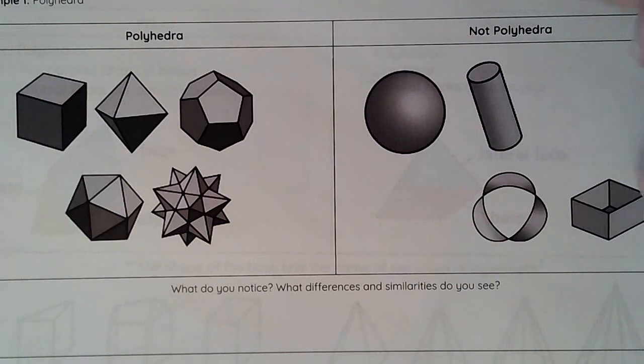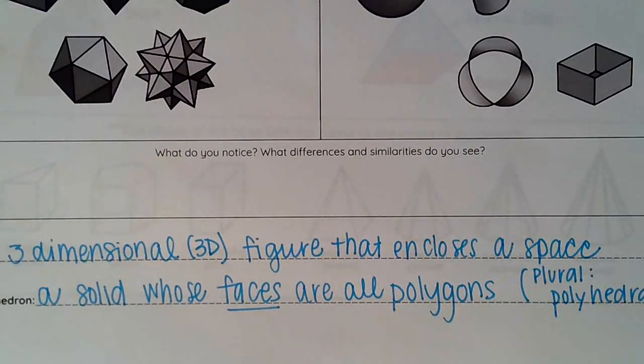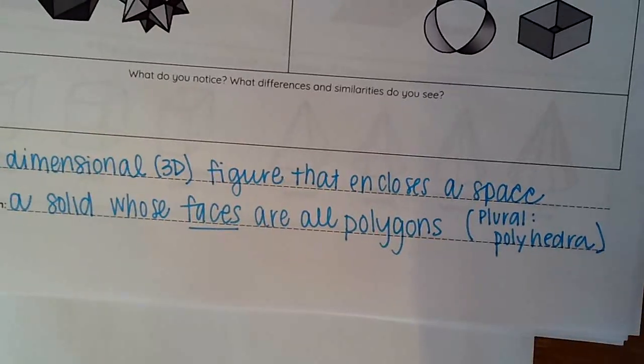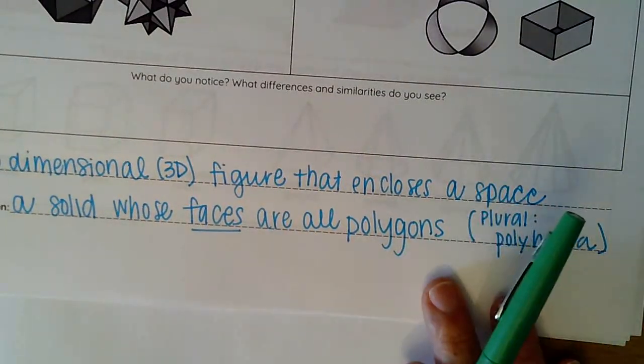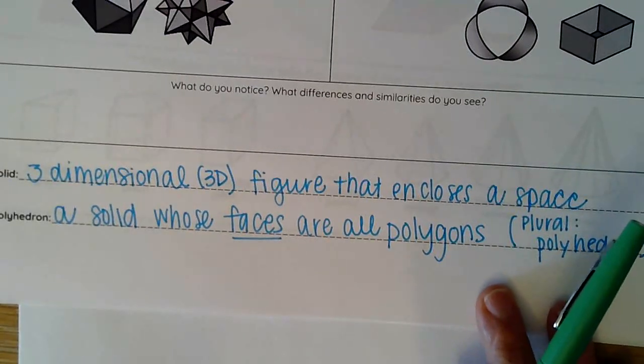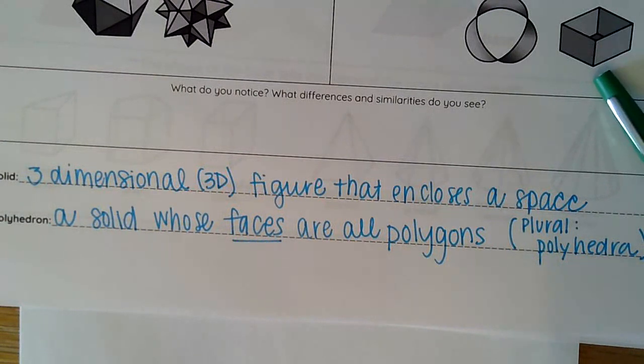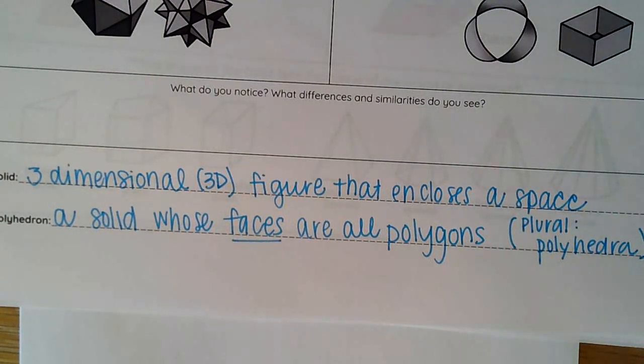All right, so your definitions here. A solid is a three-dimensional figure that encloses a space. So this example right here does not enclose the space like some of the other ones did. Okay, so your solid must be enclosing your space.